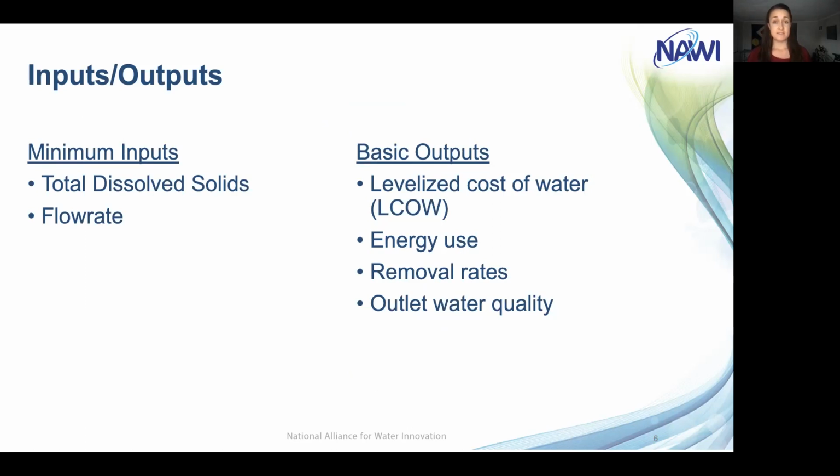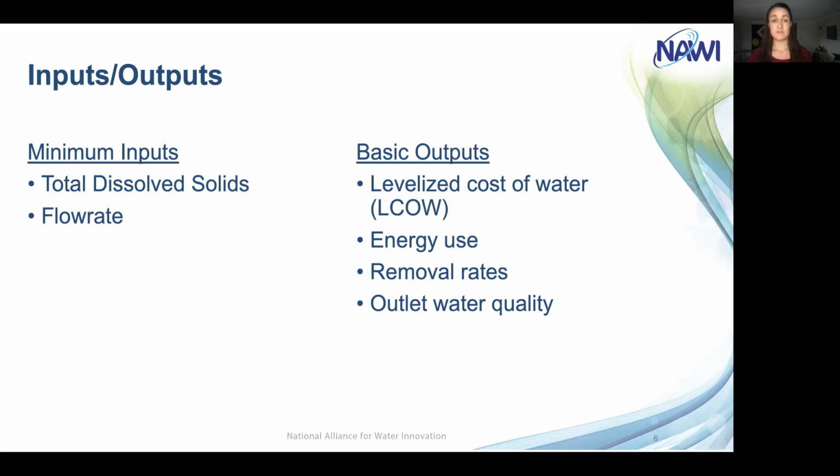So these are the basics, like basic inputs. However, everything from membrane size to pump pressure to individual constituents in the water can be changed. And then these outputs are the levelized cost of water, or how much the treatment train costs over its lifetime per unit of water treated over that same lifetime.